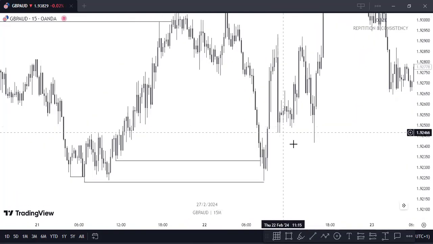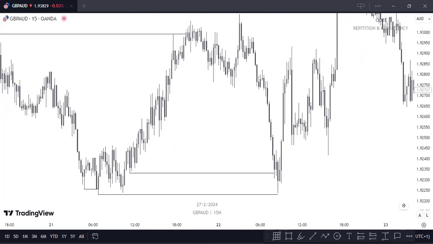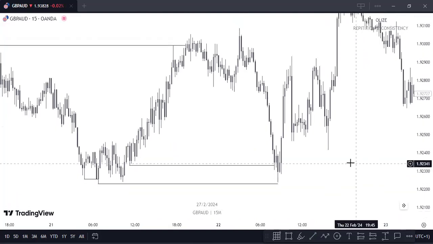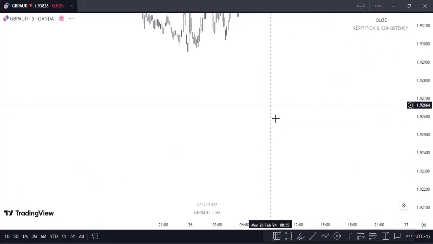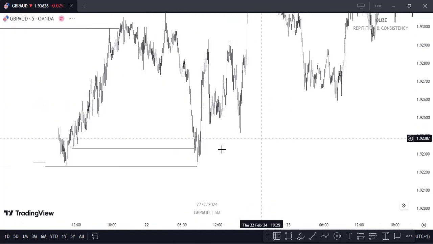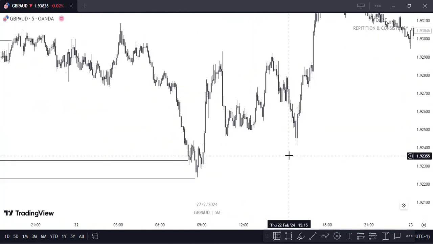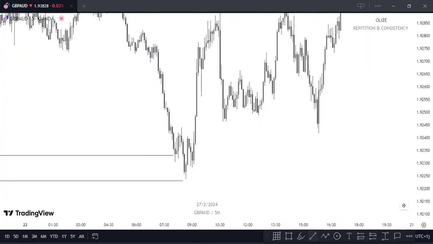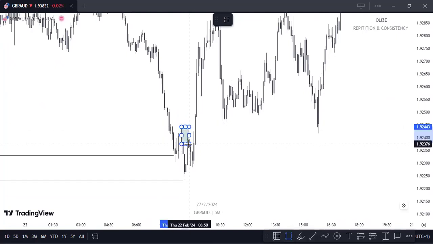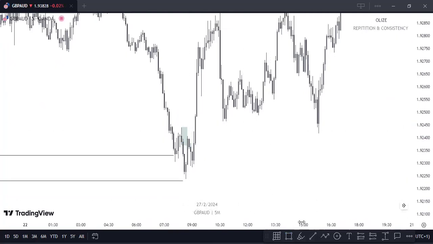I think breaker blocks are used for what? Continuation. Fair value gaps are used for continuation. If you scale to your 5 minute time frame on this trade here, what is a breaker block? A breaker block is your failed order block. This is an order block that gave a break of structure.